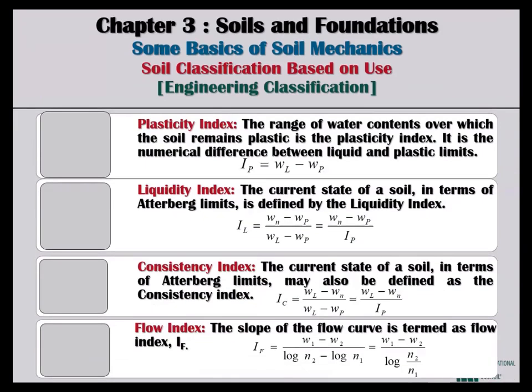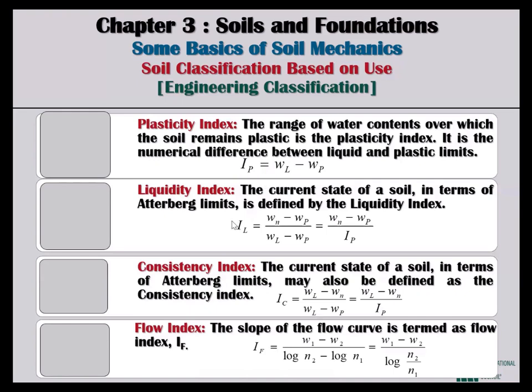Sorry for this. So once we determine, we have three limits over there: liquid limit, plastic limit, and shrinkage limit. Once it is done, we could get some indices from there. The numerical difference between liquid limit and plastic limit, we call plasticity index. This is a very, very important index for the classification of the soil. If the liquid limit of the soil is, say, 60, and plastic limit is, say, 35, then 60 minus 35, 25 is the plasticity index of the soil.